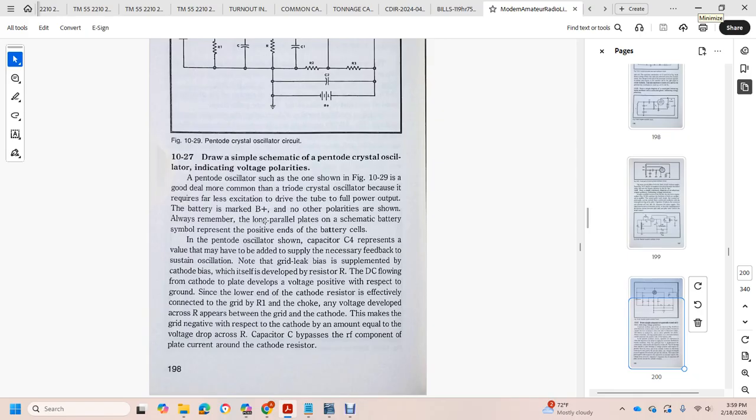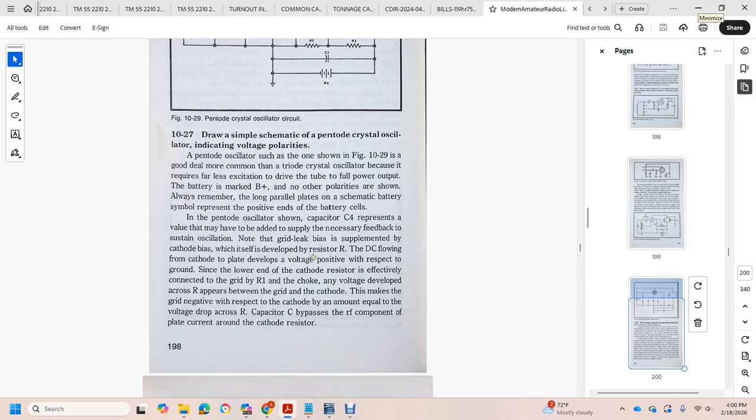in resistor R. The DC found on the cathode develops a voltage with respect to ground, since the lower end of the cathode resistor is effectively connected to the grid through resistor 1 and the choke. Any voltage developed across the R resistor appears between the grid and cathode, making the grid negative with respect to the cathode by an amount equal to the voltage drop across the resistor. The capacitor bypasses the radio frequency component between plate, grid and cathode resistor.